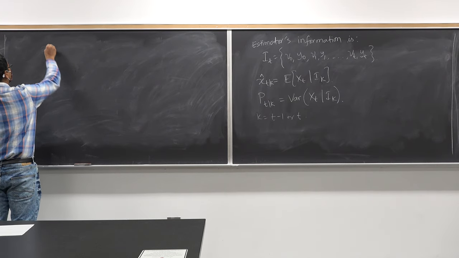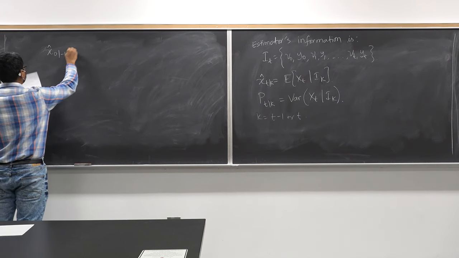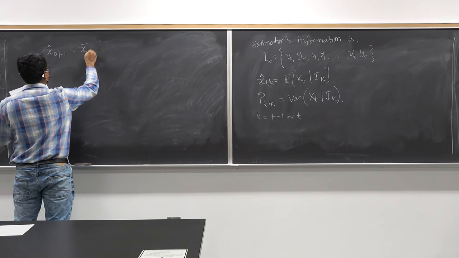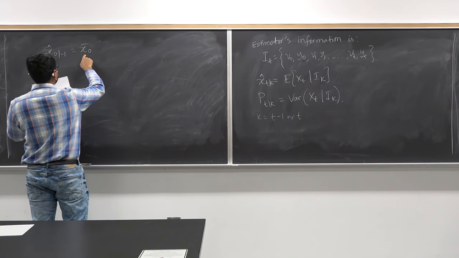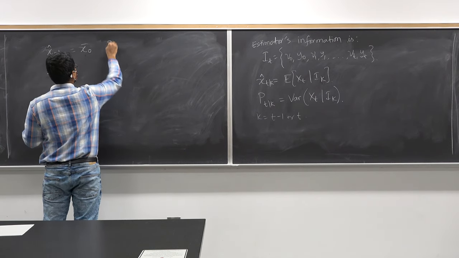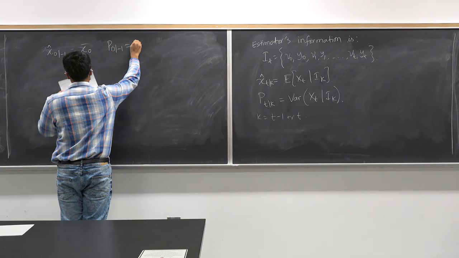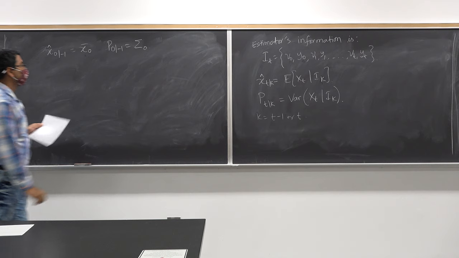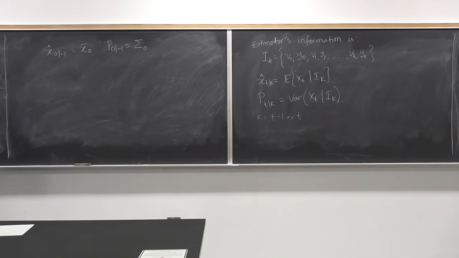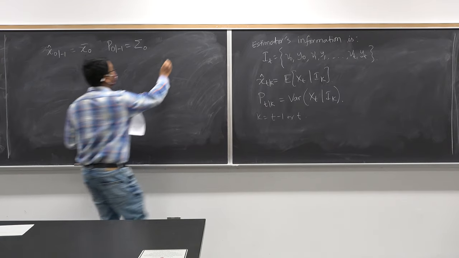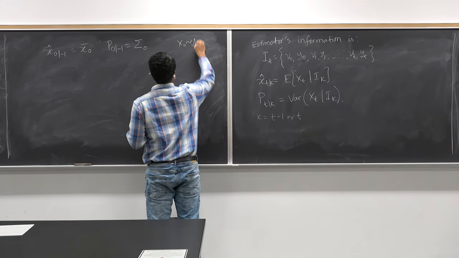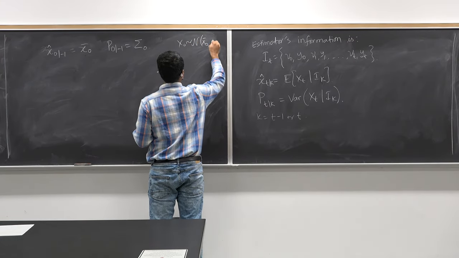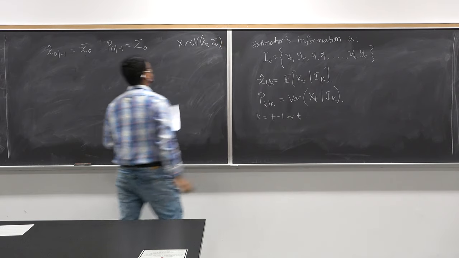So there is initialization: x hat 0 given minus 1 equals x bar 0, the mean of the initial state, and P 0 given minus 1 is sigma 0, the covariance of the initial state. So x naught has mean x bar 0 and covariance sigma naught.